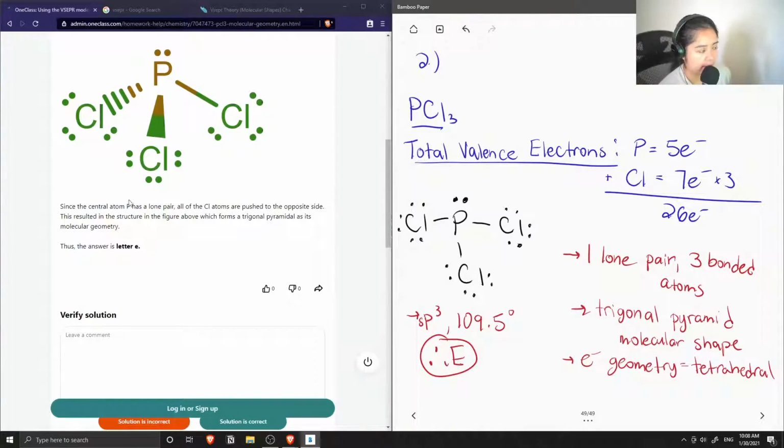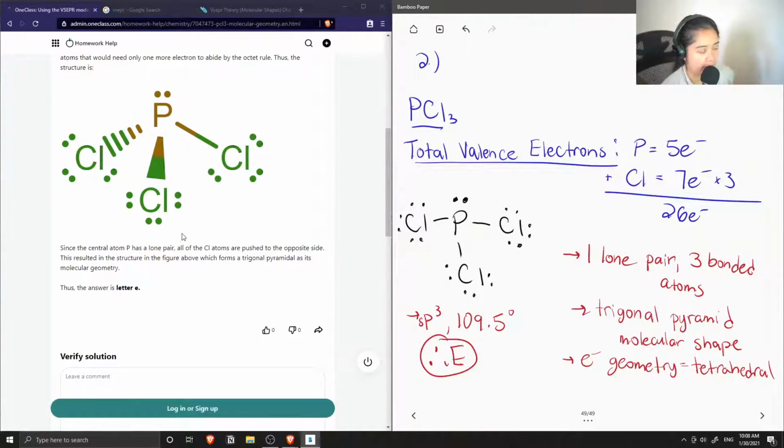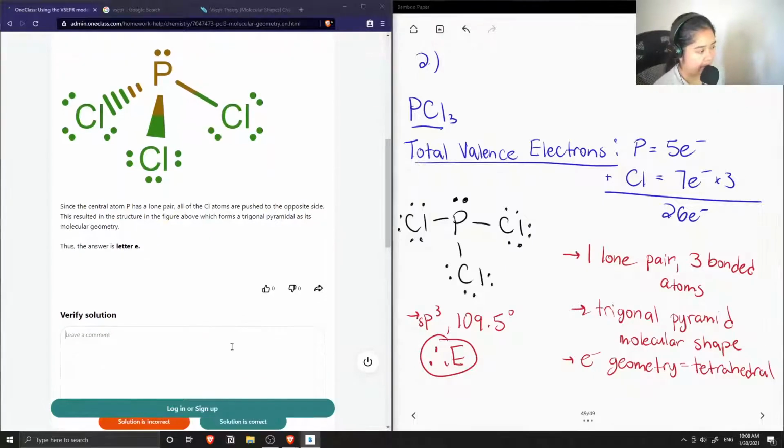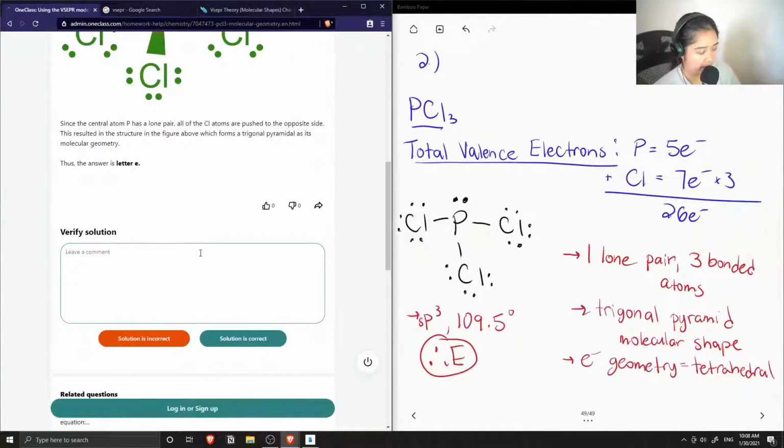And since the central phosphorus has a lone pair, all of the chlorine atoms are pushed to the opposite side. This resulted in the structure in the figure above and forms a trigonal pyramid as its molecular geometry. Thus the letter is E. Yep. So the solution is correct.